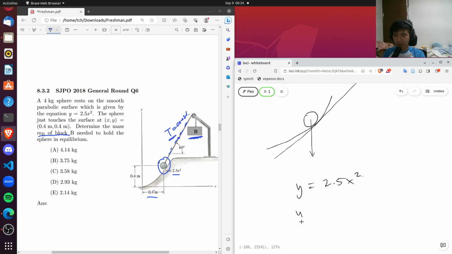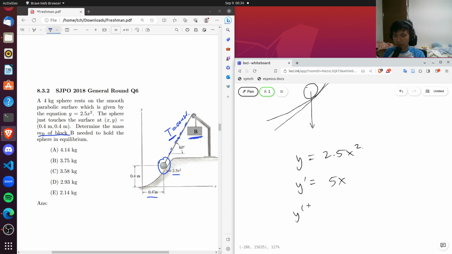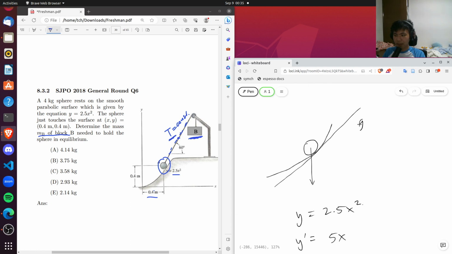So we take a derivative, then the derivative of y with respect to x will give me 5x. And if we substitute x equals 0.4 into the derivative, then we get 2. So at point A, the tangent line over here has a gradient of 2. And with that, we can actually find the angle theta, because tangent of theta is just 2.